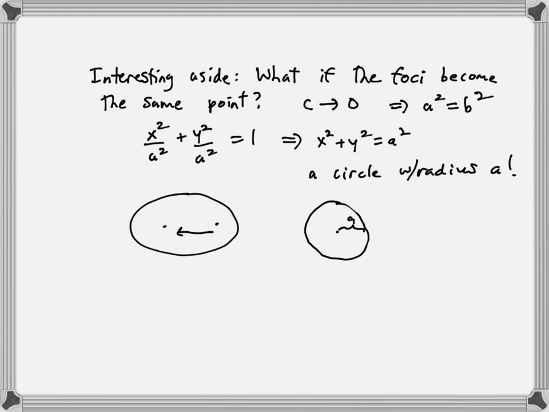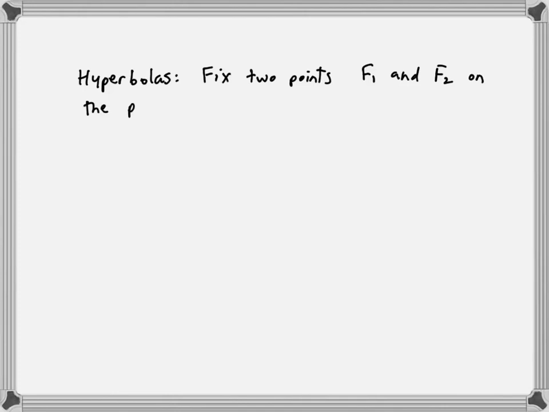Okay, let's do our last conic section here. I want us to talk about hyperbolas. So again, we're going to fix 2 points, F1 and F2, on the plane. And we're going to call them foci again.